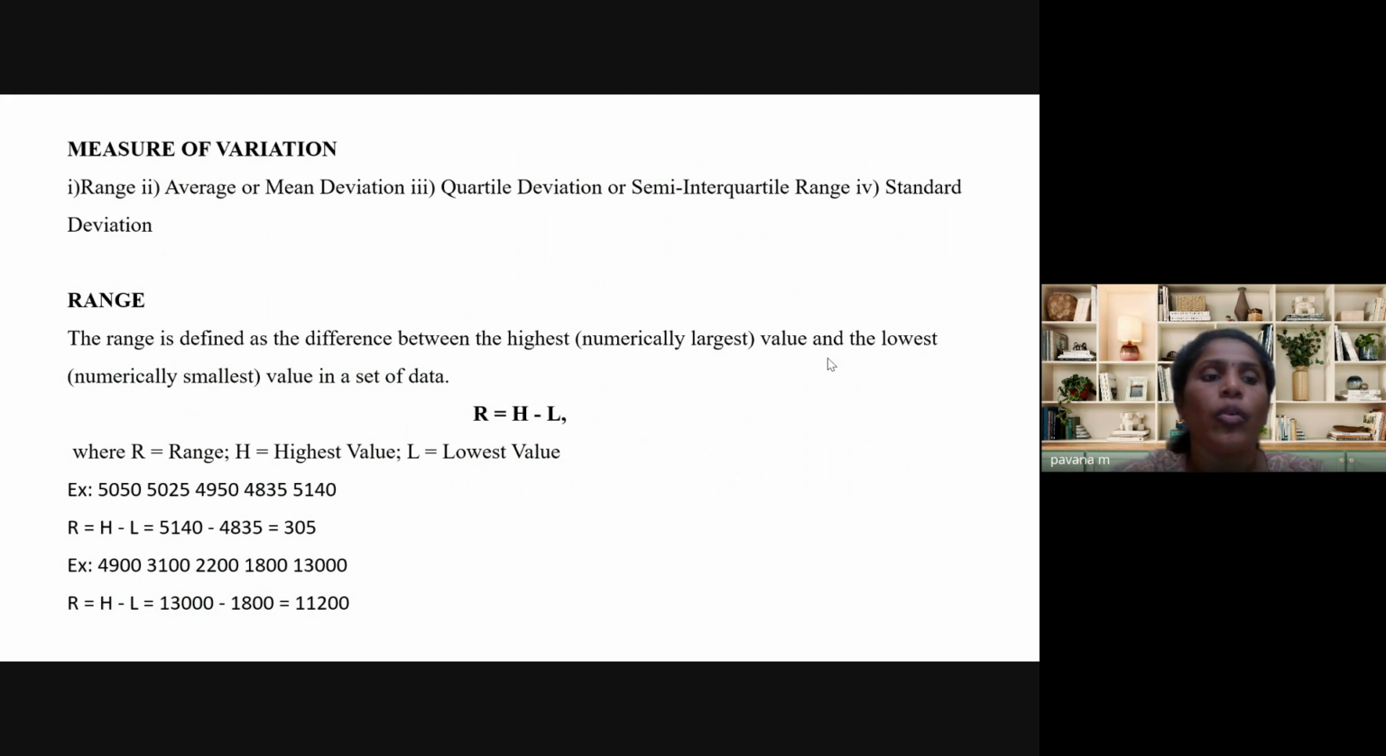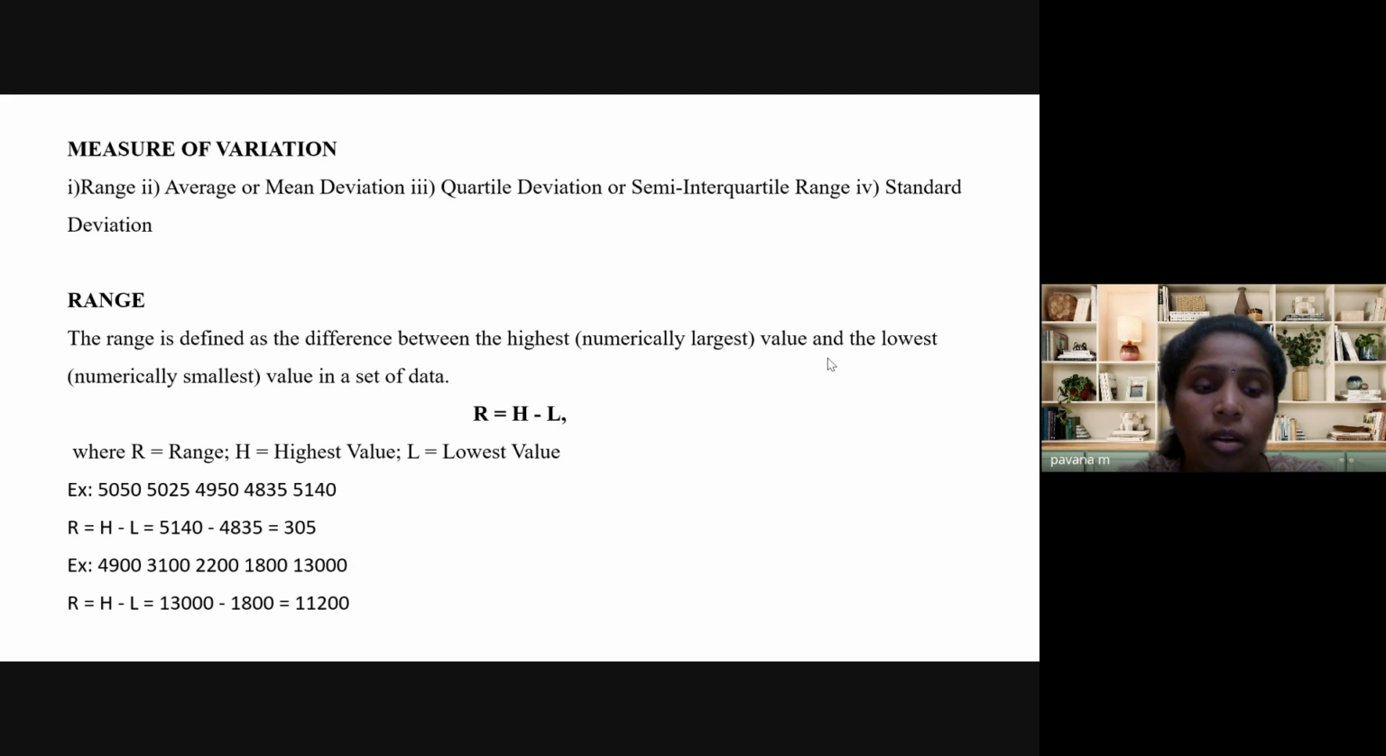For calculating this variation, we have different methods. One is range, second is average or mean deviation, quartile deviation, and next one, standard deviation. Range is nothing but the difference between the highest value and the lowest value. So R is equal to H minus L.